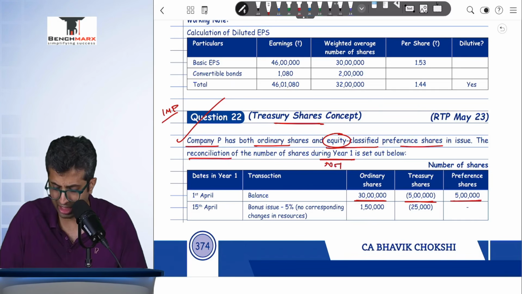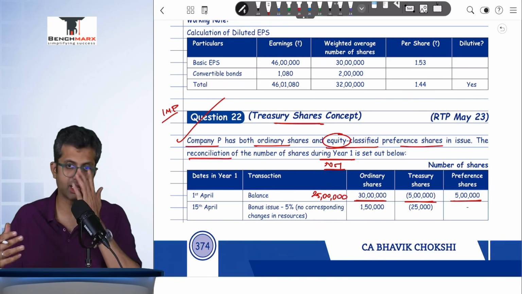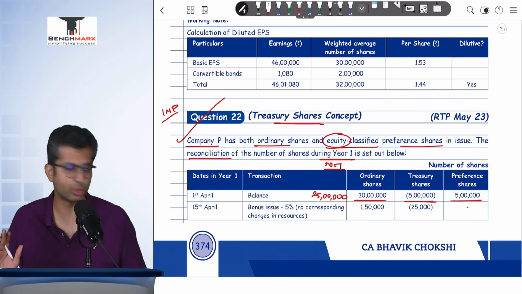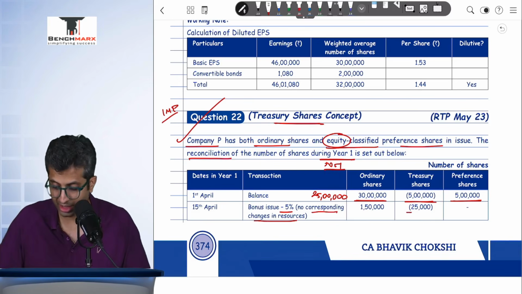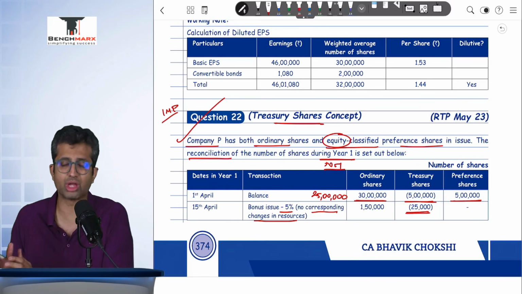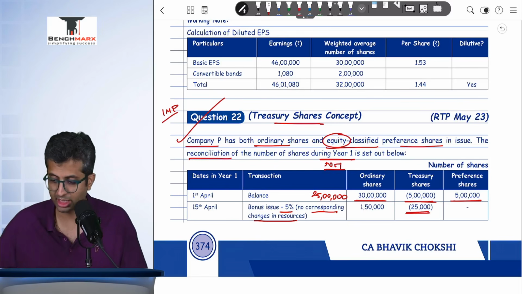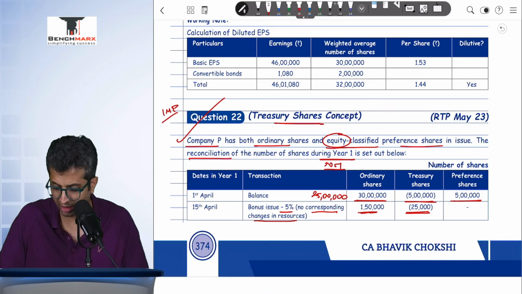So, if I look at the net amount, net of the treasury shares, can I say there would be 25 lakh equity shares? 30 lakhs are there, 5 lakhs have been bought back, and hence there are net 25 lakh shares. Next, you have bonus issue of 5%. No corresponding changes in resources. So, bonus issue on these 30 lakhs of 5% comes to 1 lakh 50, and there are 5 lakhs over another 25,000 of bonus shares which are on shares which have been bought back. So, basically net you can say 25 lakhs into 5% comes to 1 lakh 25, or 1 lakh 50 minus 25. Can I say this is 125?